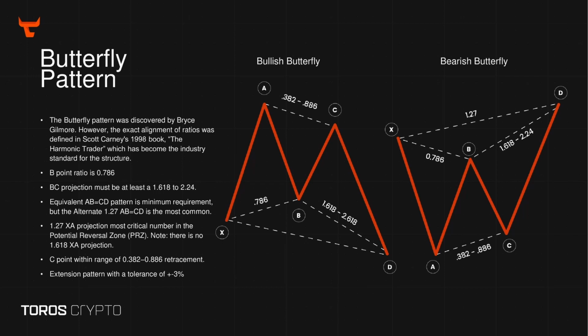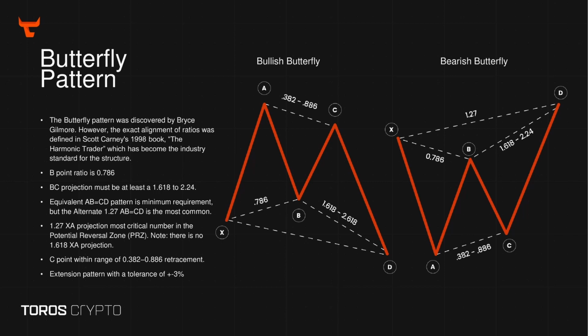We go up to the C point. Again, it's the same as all the other M and W patterns, a 382 to an 886, where that C point is below the A point, and projecting that BC leg down, which should be a 1.618 to 2.24. We are looking for a 1.27 of the XA projection into that D point.